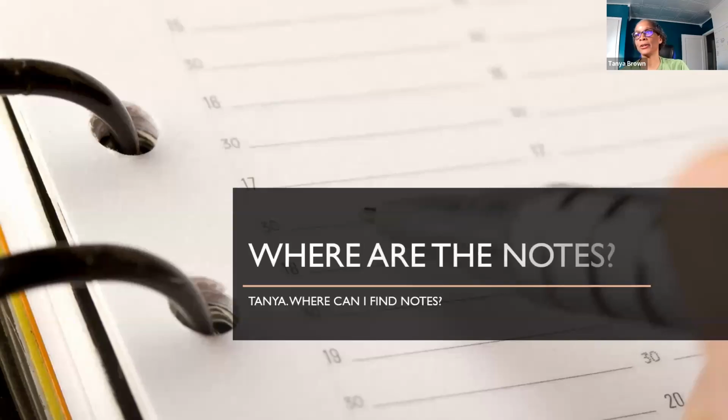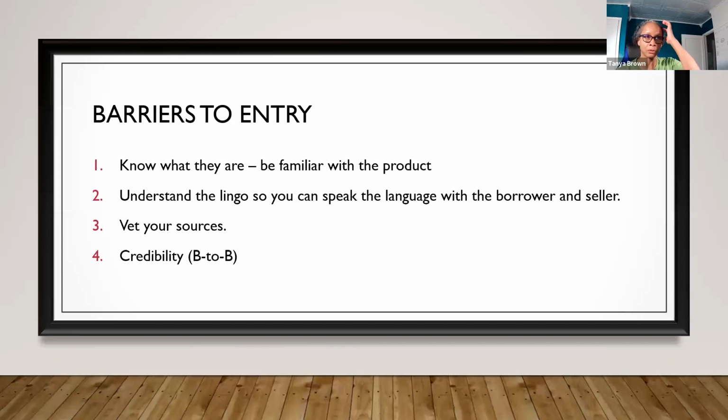So Tanya, where are the notes? This is what everybody always seems to ask, because inventory, right? Everybody wants to know where inventory is. In any part of real estate, it's all about the inventory. So the first thing I always tell people is know what you're talking about. Be familiar with the product, know what you're saying in the words that are coming out of your mouth, because people will automatically know if you don't know what you're talking about, right?